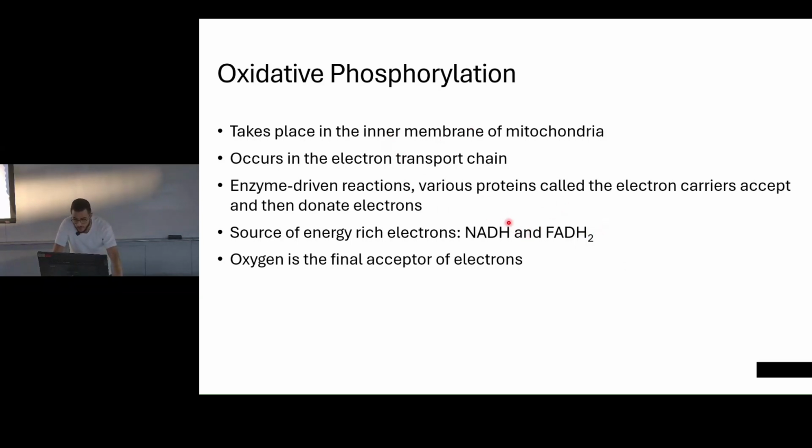They basically will provide the electrons for the electron transport chain, okay? Each enzyme in there, in the electron transport chain, will convert NADH into NAD plus and FADH2 into FAD plus, okay? And oxygen, this is very important. This is why you need oxygen. It's the final acceptor of electrons, okay?